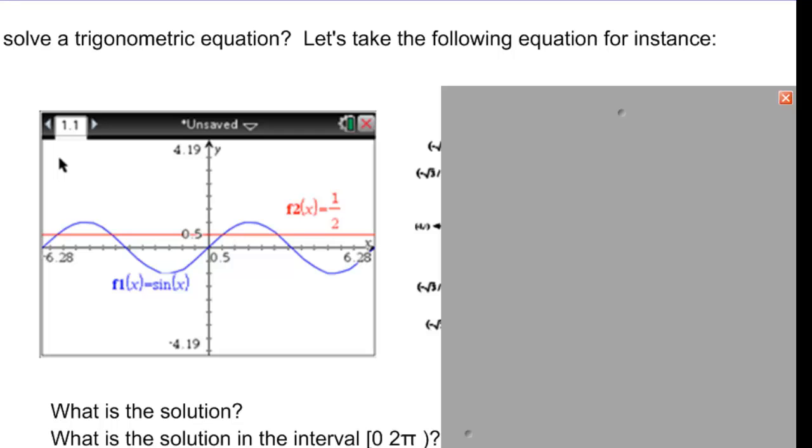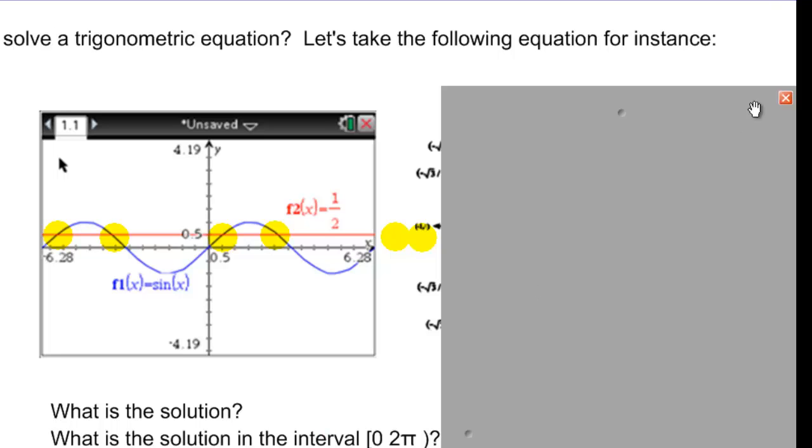The main solution is an infinite amount. Notice this is a place where 1/2 intersects the sine curve. Here's a place where it intersects. I have a place over here and here. And because sine has a period of 2 pi, there are going to be places over here where it's going to intersect again. So the solution has to account for this infinite amount of points. How do I get to that general solution?